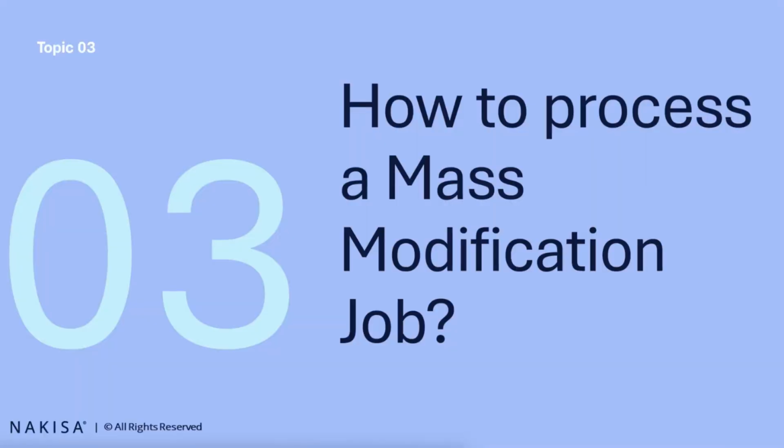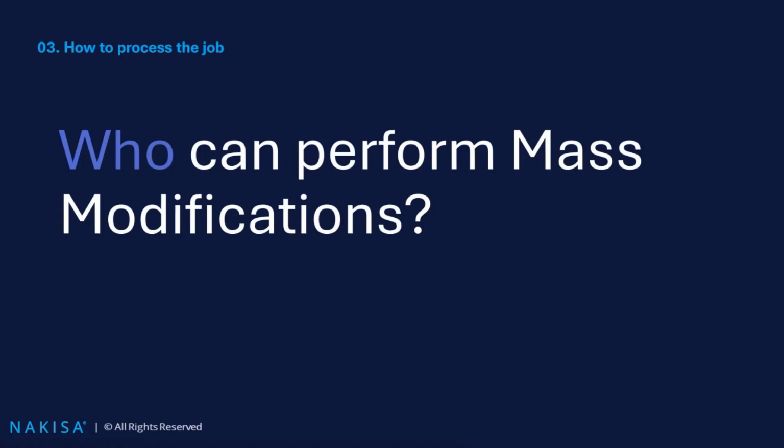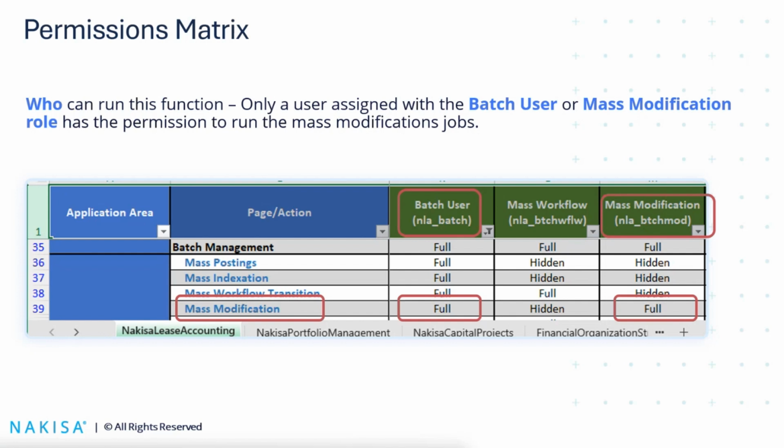So, process a mass modification job. And we'll start with it. In doing so, we can start with the topic of who can perform a mass modification job. We have a permission matrix where the roles are assigned to all the users, and a new role that came out in the last release, which is only the mass modification.